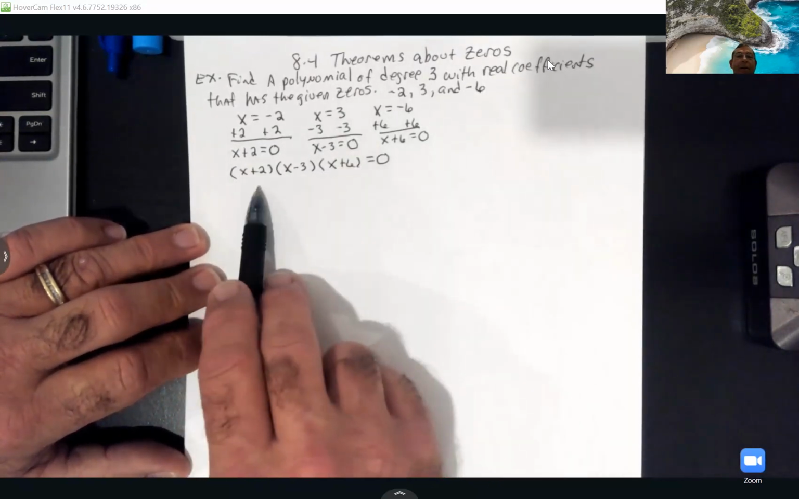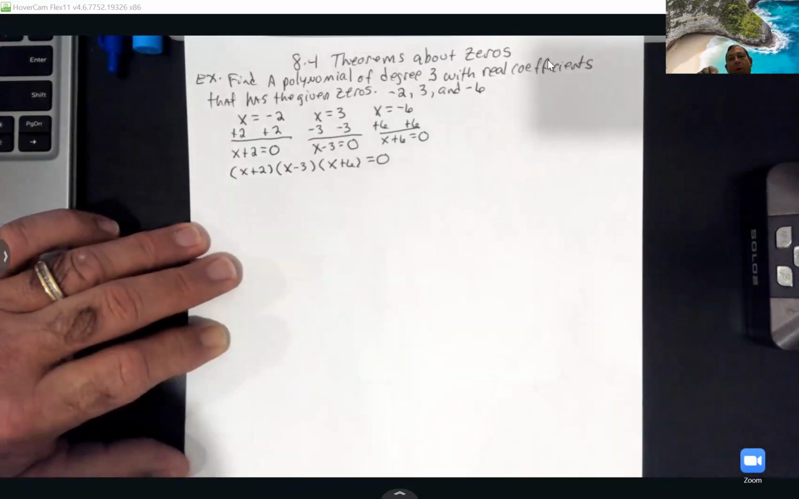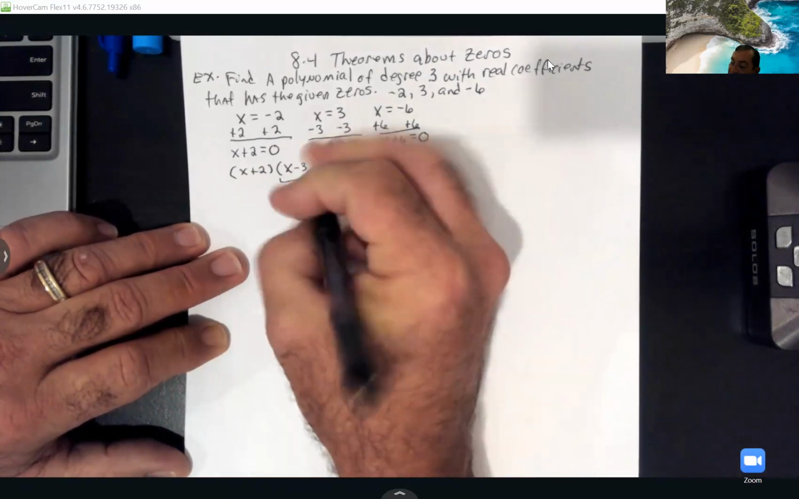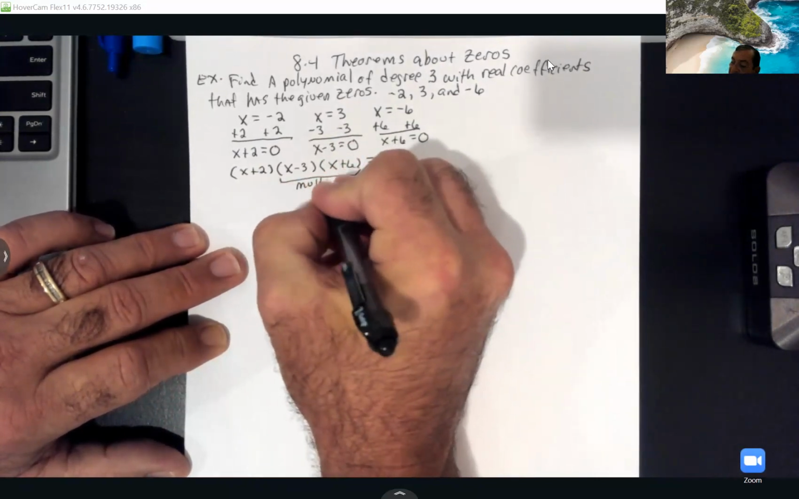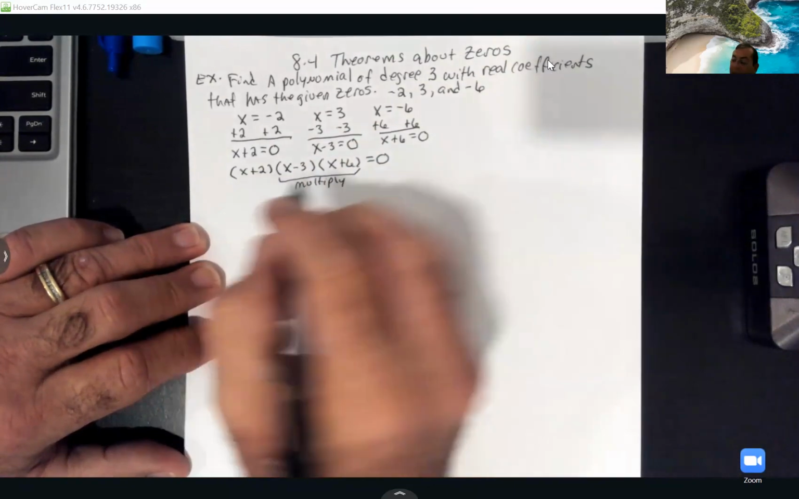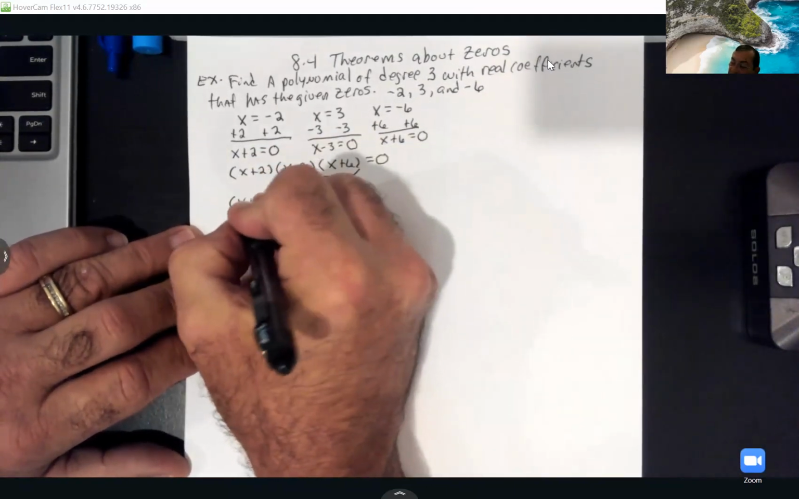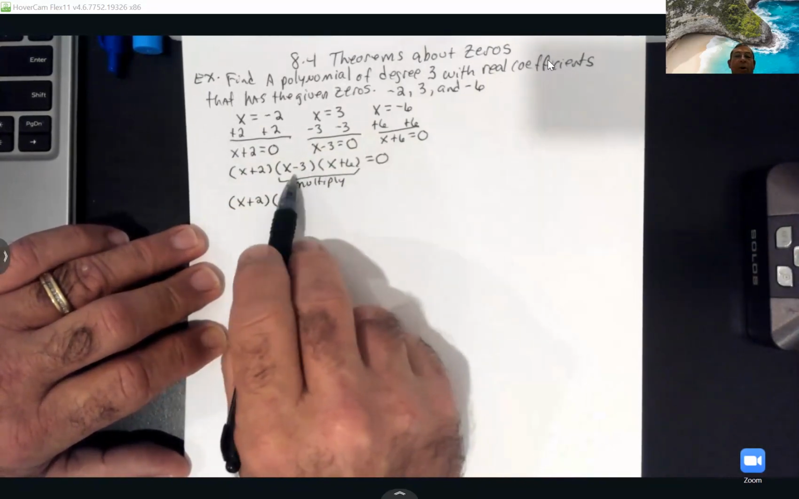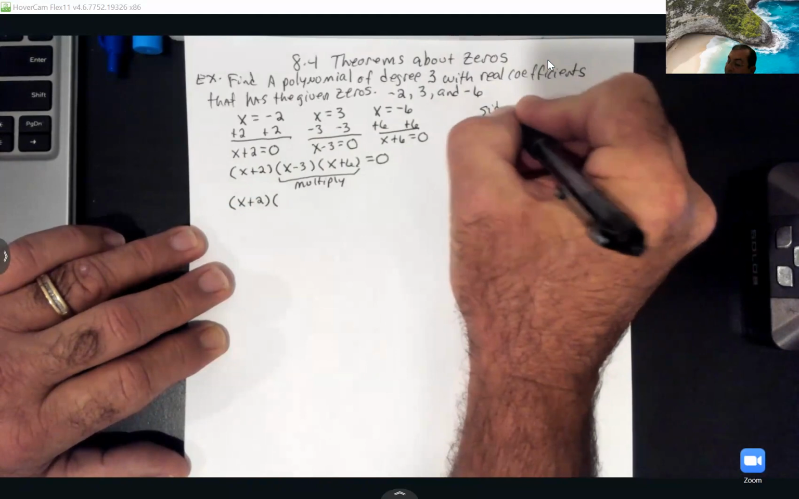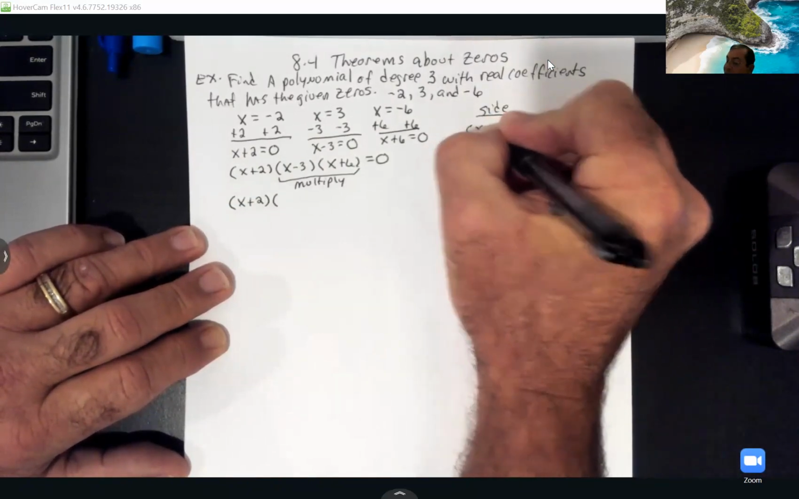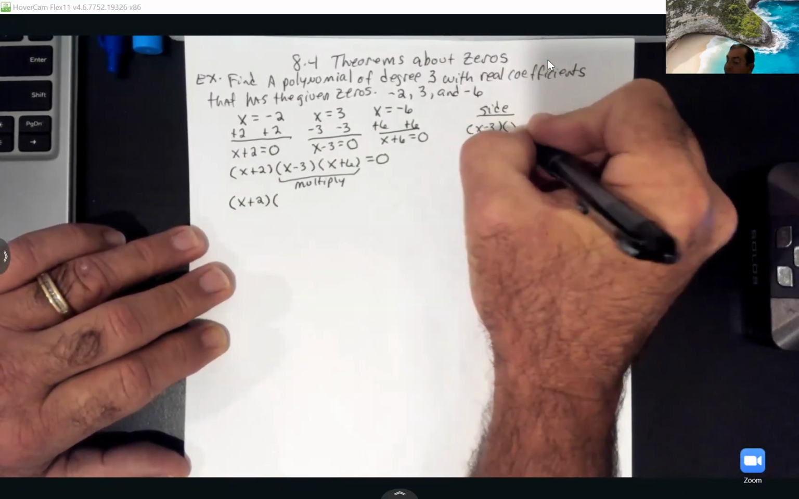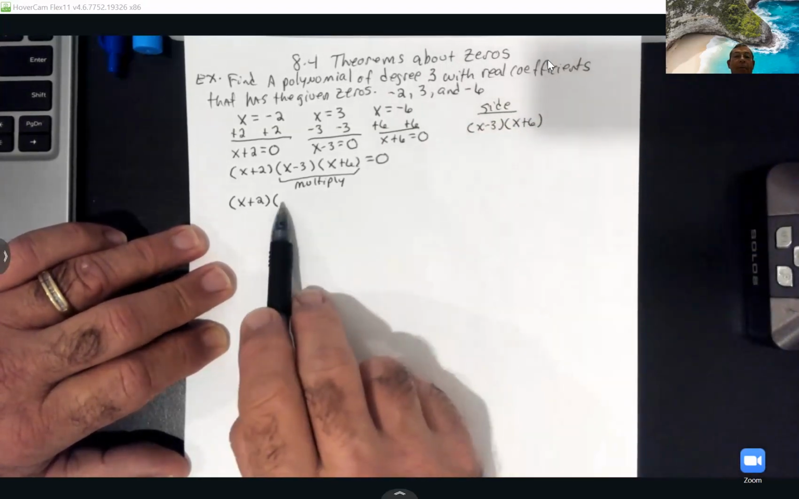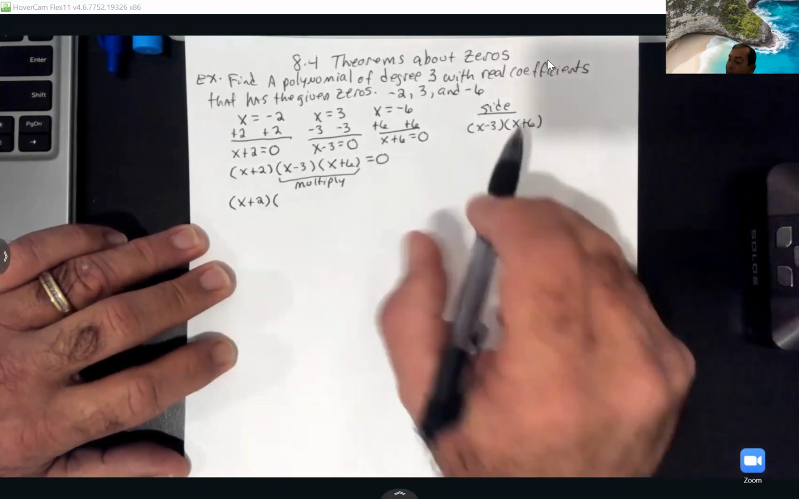Now here, all these things are being multiplied, so I'm going to multiply 2 at a time. I'm going to start by multiplying the last 2. So I'm going to bring down the x plus 2, and then I'm going to work on the side to figure out x minus 3 times x plus 6. We'll FOIL that out and then put that in here behind that x plus 2.